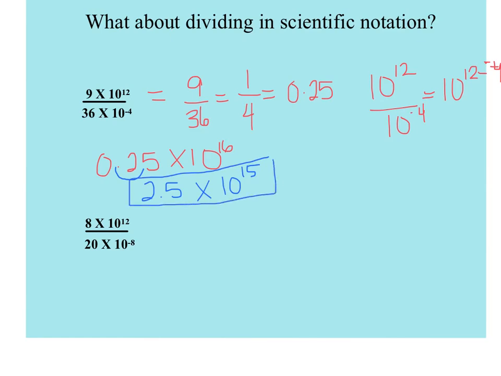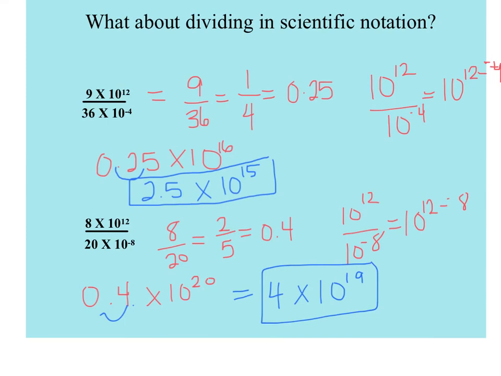Try the last one on your own. Press pause, come back, and check your answer. And check how you did. The answer for that second one is 4 times 10 to the 19th power.